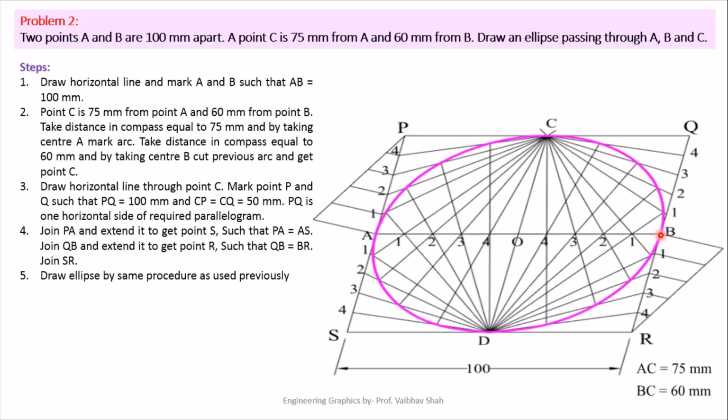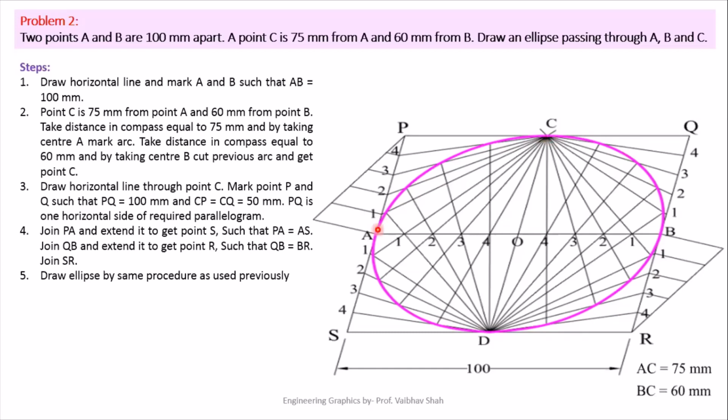So put your rounder at point B and try to draw one more arc, cutting the previous arc somewhere here, 60 mm away from your point B. You will be having point C somewhere here. After having your point C, which is your third point, we are having three points A, B, and C. Now, next task is to draw a parallelogram.